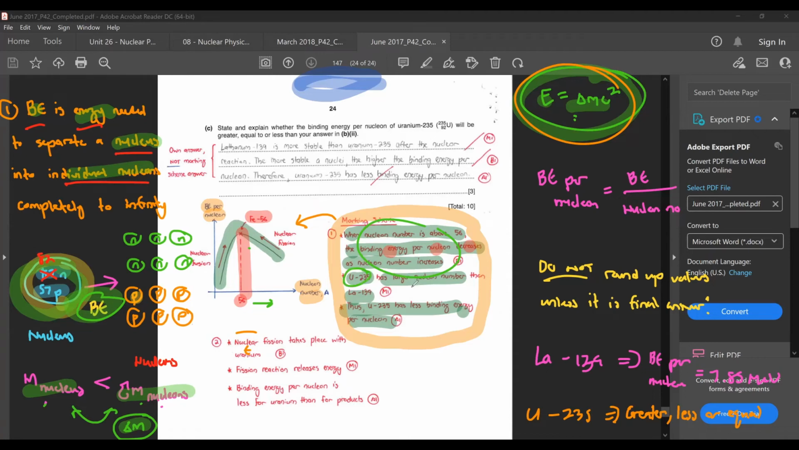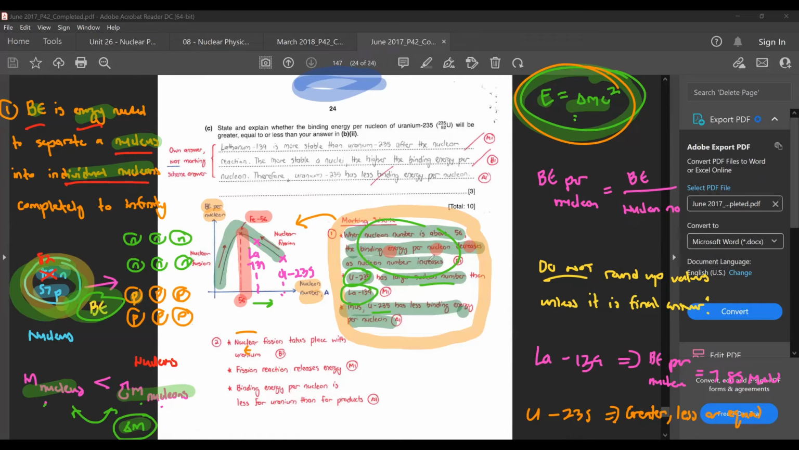And then after that, uranium-235 has a larger nucleon number than lanthanum-139. Obviously, then uranium-235 will have lesser binding energy, no? Because if you try to see from the graph, lanthanum-139 will probably be here, and uranium-235 will probably be here. In terms of the nucleon number, uranium will be more towards the right. So when it's more towards the right, the binding energy per nucleon is lesser. Okay, so this is the marking scheme answer.